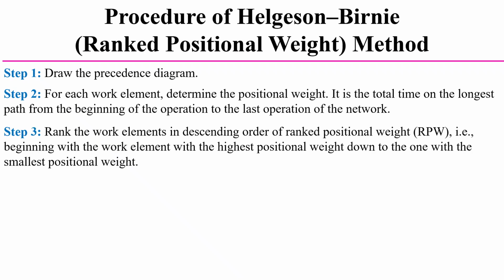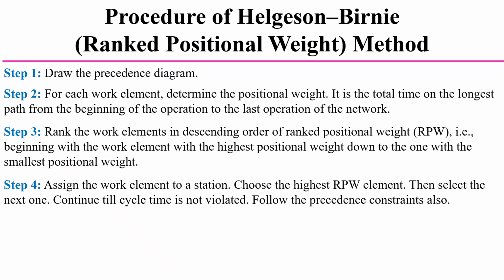Step 3 is to rank the work elements in descending order of ranked positional weight, beginning with the work element with the highest positional weight down to the one with the smallest positional weight. Step 4 is to assign the work element to a station. For this, choose the highest RPW element, then select the next one, and continue till the cycle time is not violated, while also following the precedence constraints.